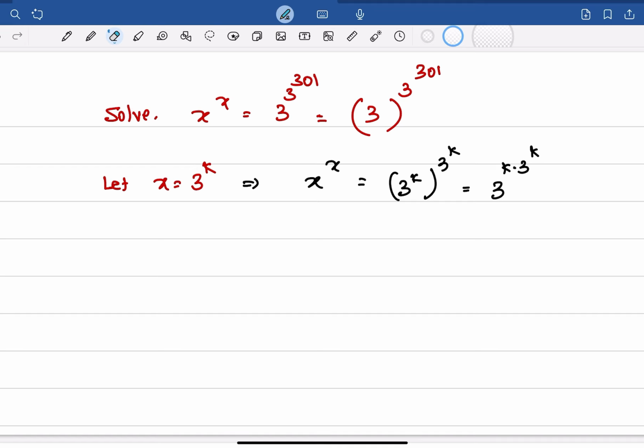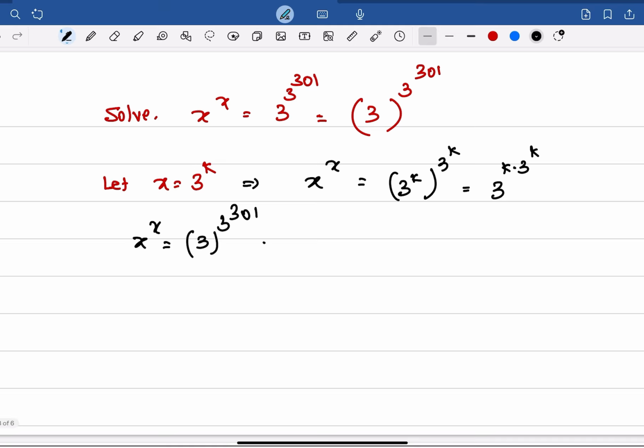And we have recently got the value x to the power of x is equal to 3 to the power of 3 to the power of 301. That is equal to 3 to the power of k into 3 to the power of k.